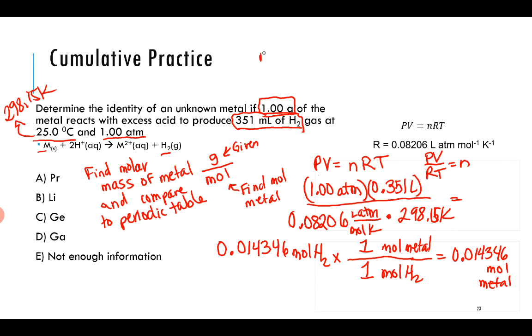So my molar mass is equal to my mass in grams given to me in the problem over my number of moles. As long as we get our units to match what we're searching for, then our setup is good. And so this will give us molar mass. 1.00 divided by my previous number of moles.